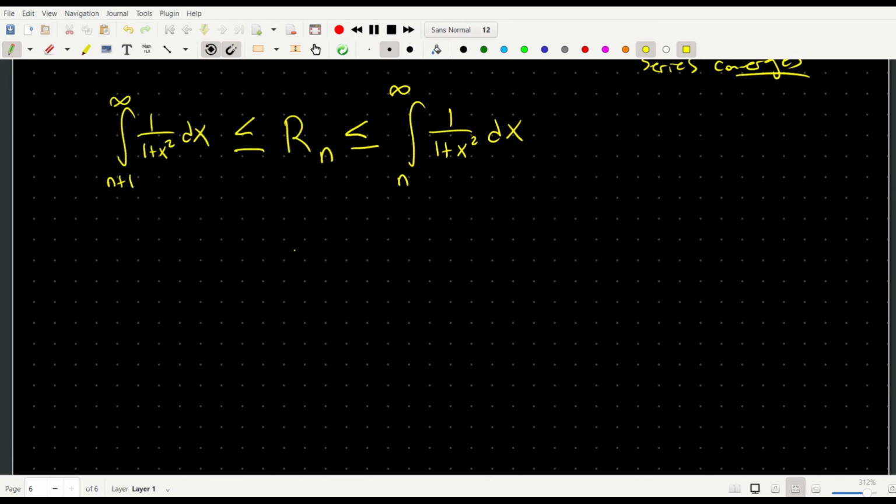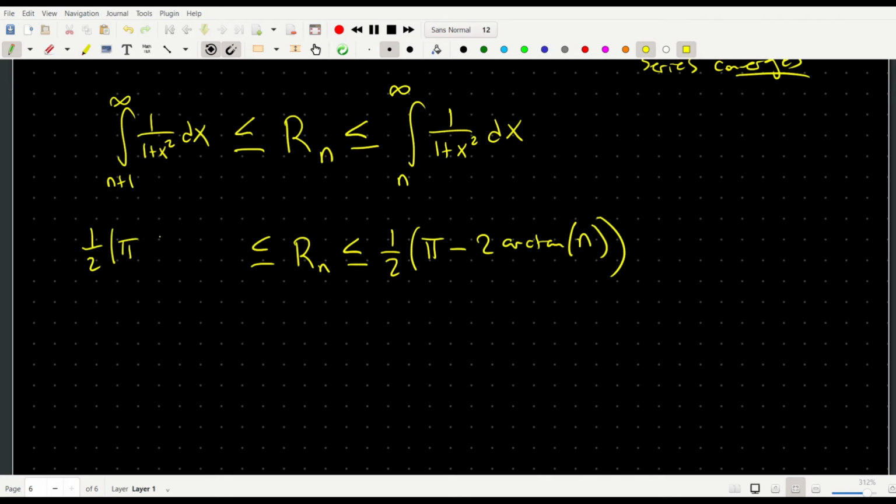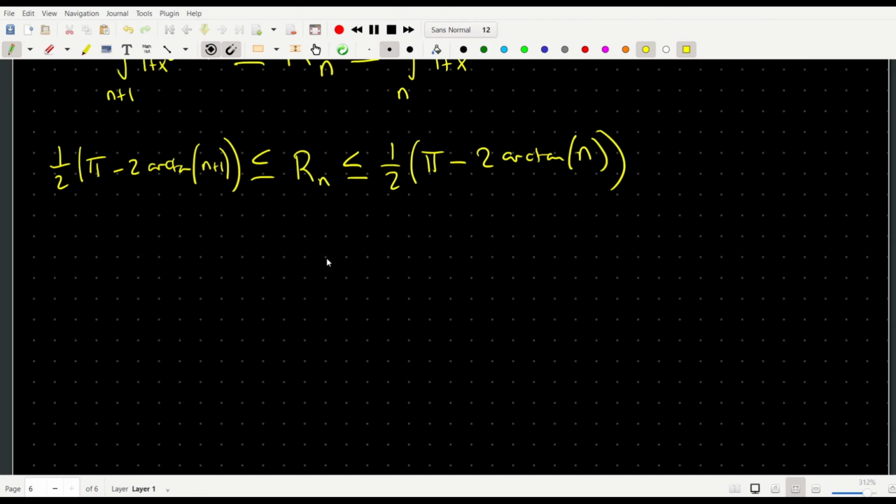both of which can be evaluated and yield that this remainder will be less than or equal to 1/2 pi minus 2 times arctan of n, which is this improper integral, and the remainder will be greater than or equal to 1/2 pi minus 2 times arctangent of n plus 1 for any value n. Which is very, very neat.